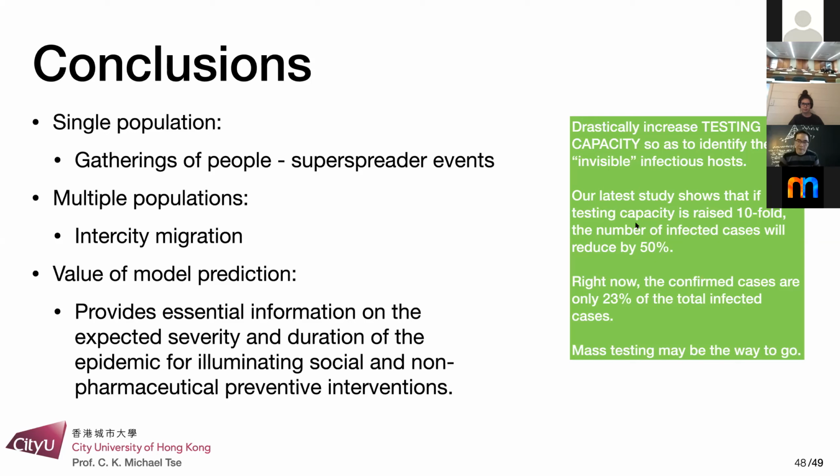Okay, and our simulation basically shows that if we increase the testing capacity by 10 times, 10-fold bigger, almost like a mass testing exercise, we will be able to reduce the number of infected cases by 50%. So if we increase the testing capacity 10 times, we have almost only half of the infected cases. And at the moment, the confirmed cases are only 23% of the total actual number of infected cases. That's our estimation. So with that, I would end by saying I think mass testing will be one of the possible ways to go forward.